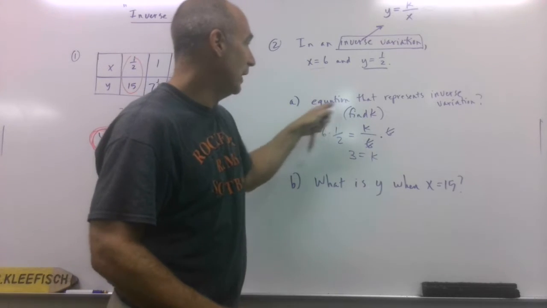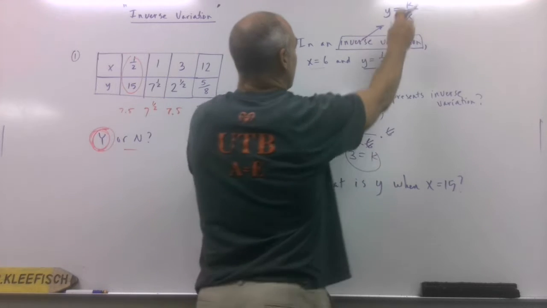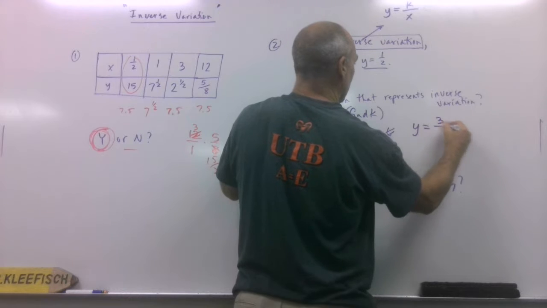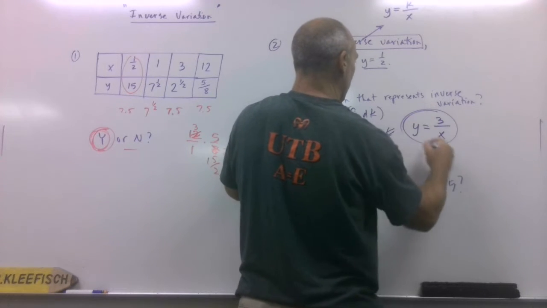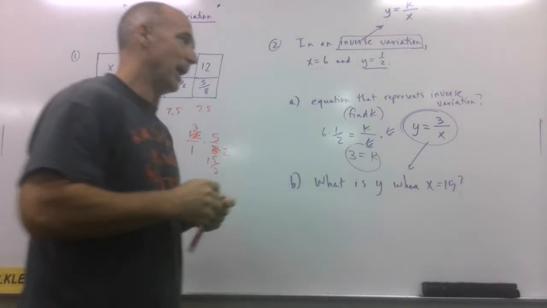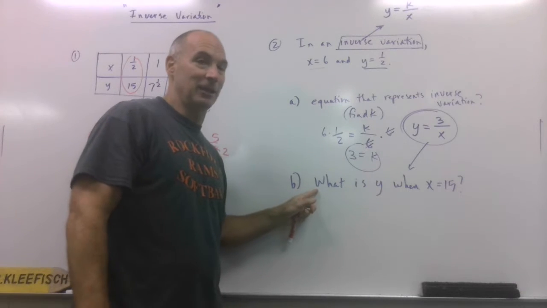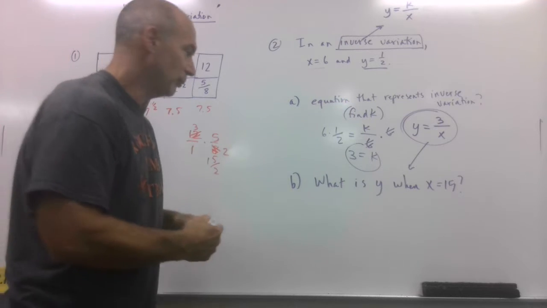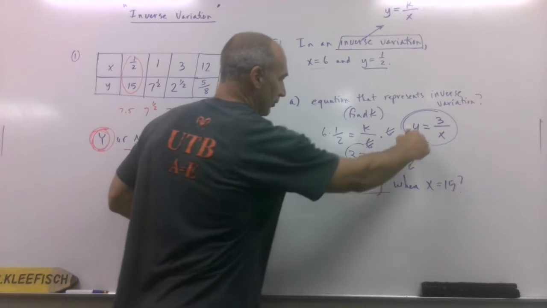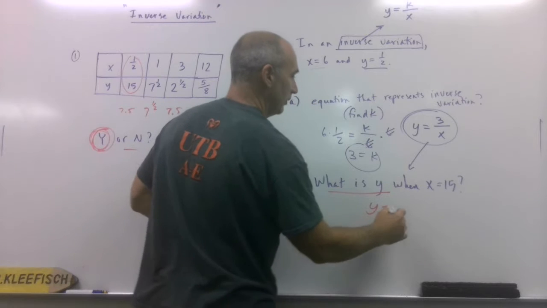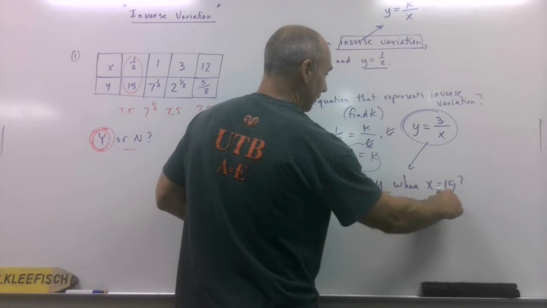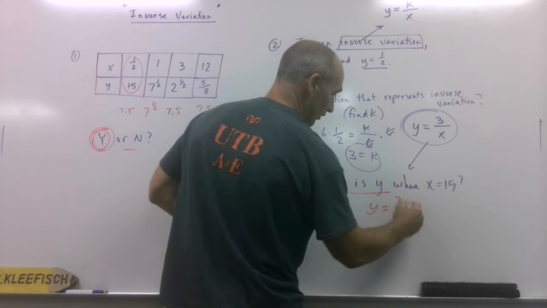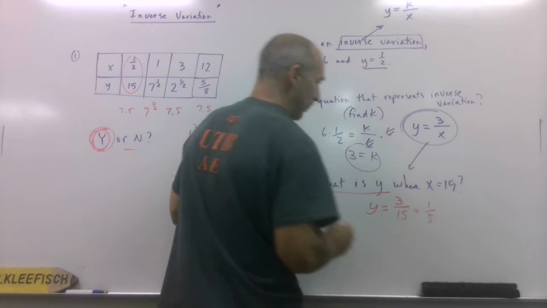Now they didn't say find k. They said find the equation. All you got to do is put this back in here. So I got y equals 3 all over x. This is my equation I'm going to use for any question they come at me with after finding this. So now they're going to come at you a little different. They say, what is y? So it's like, okay, y equals, when x is 15, well, that's 3 over 15, which, if we reduce that, is just 1/5.